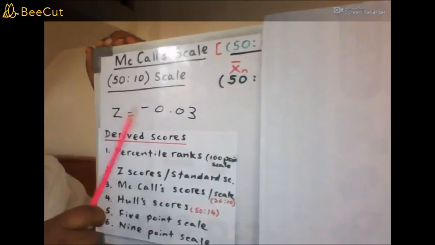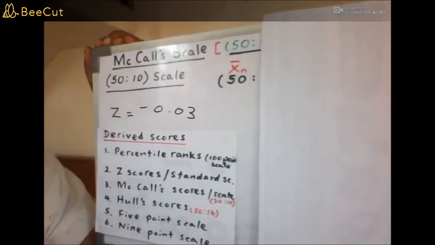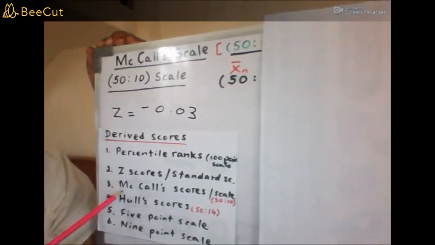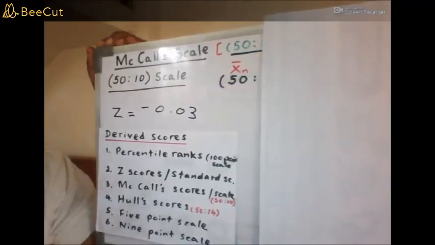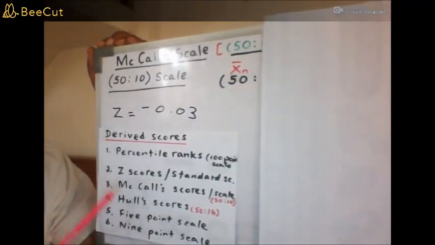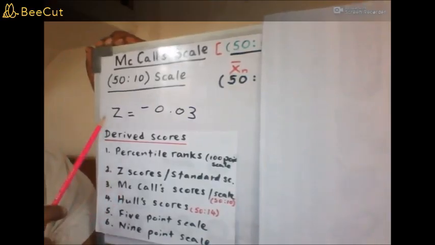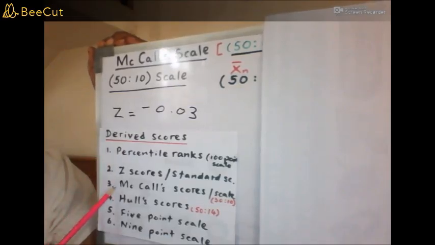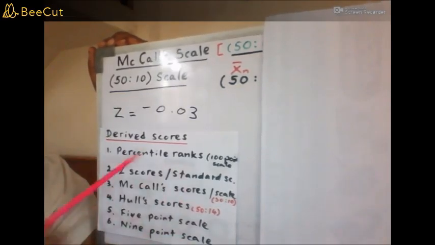To get rid of these two weaknesses, plus or minus signs and the decimals, we calculate the McCall scale. Remember, those are past first paper questions. Why do we calculate the McCall scale? To eliminate the weaknesses that we find in the Z score, namely the plus and minus signs and the decimals in the interpretations. So this is what we are going to do now. Don't worry, these are not difficult.